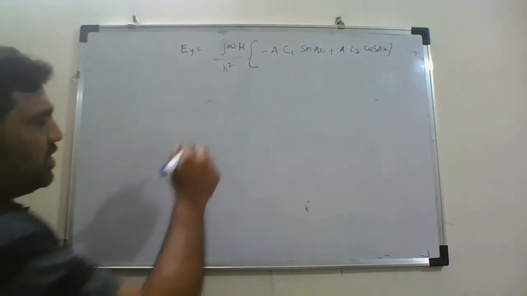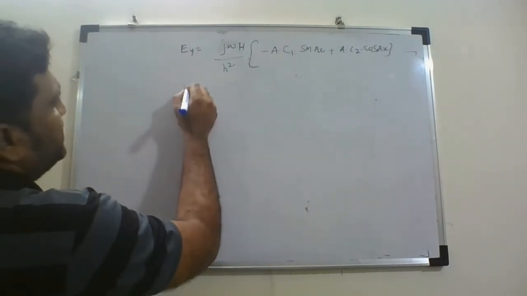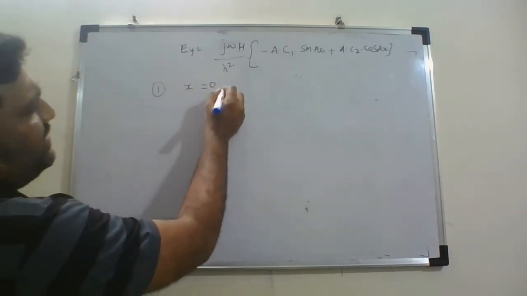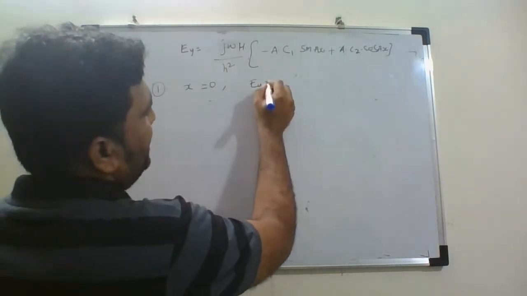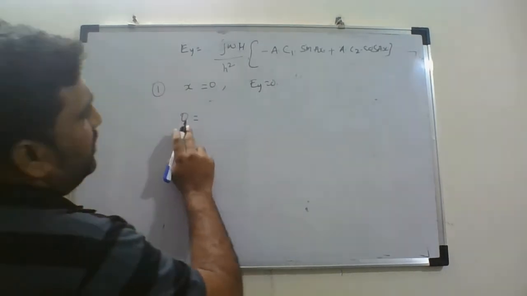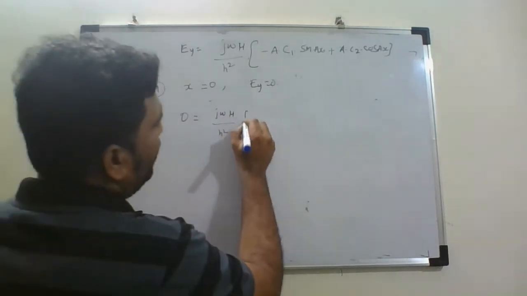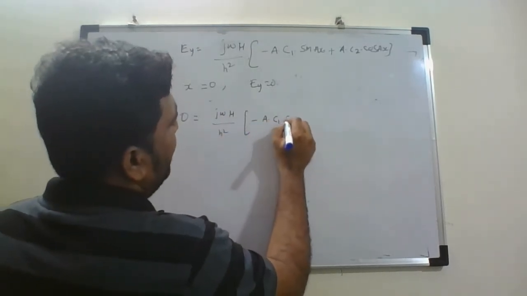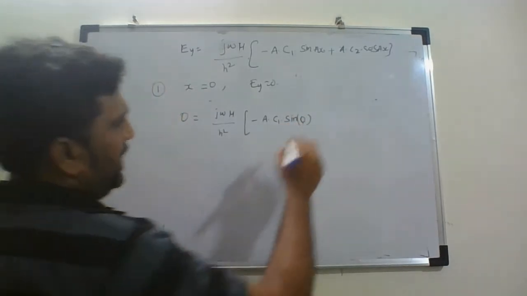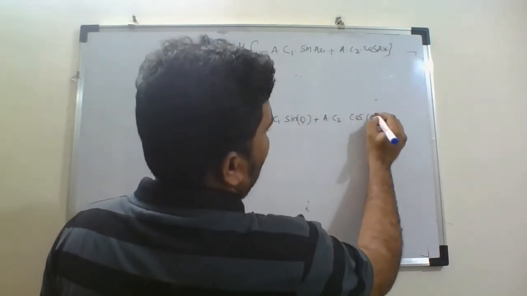Now let us apply the boundary conditions. The first boundary condition says that whenever x is equal to 0, Ey should be 0. So 0 is equal to j omega mu by h square into minus a C1 into sin a of 0, that is sin 0, plus a C2 into cos a of 0, that is cos 0.